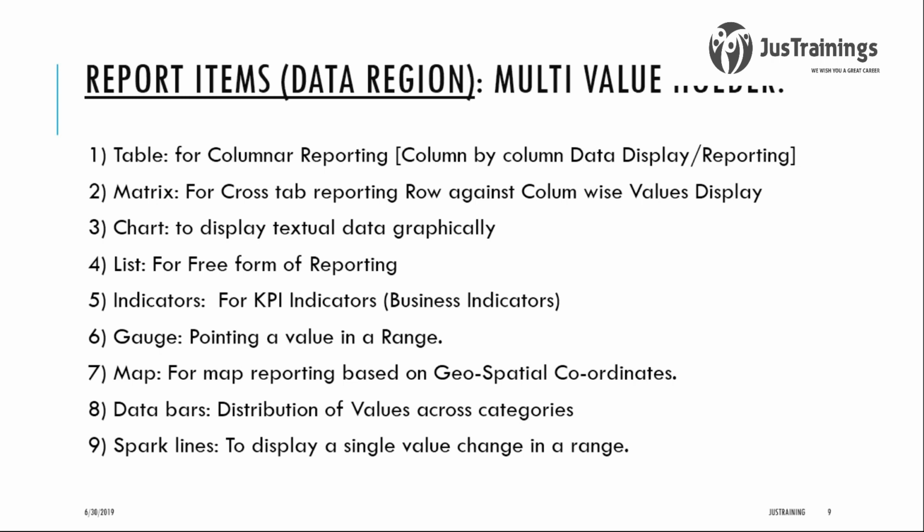Matrix, we have already seen in the report types, right? So this is the same. Chart reports: to display the textual data graphically, we go for chart reports. When we go for a matrix report, rows against columns, we want to display some data, then we go for a matrix report. List: for a free form of reporting, we go for a list report. Gauge report: for specifying some value within a range, we go for a gauge report. Data bars, spark lines, so these are the different report items.